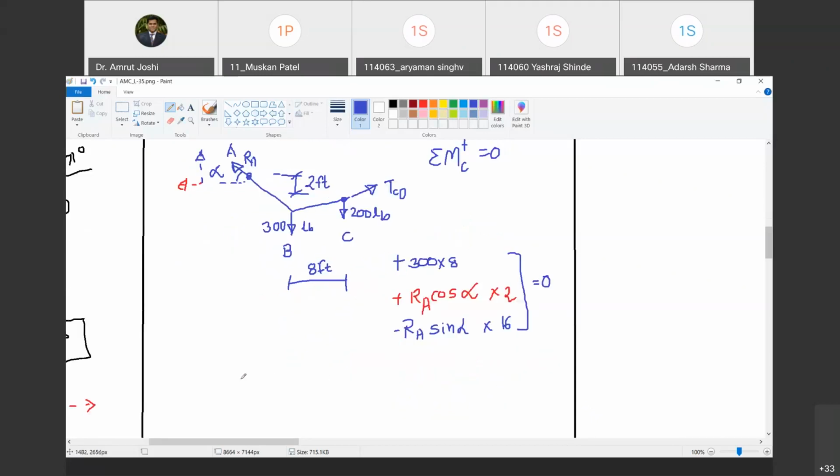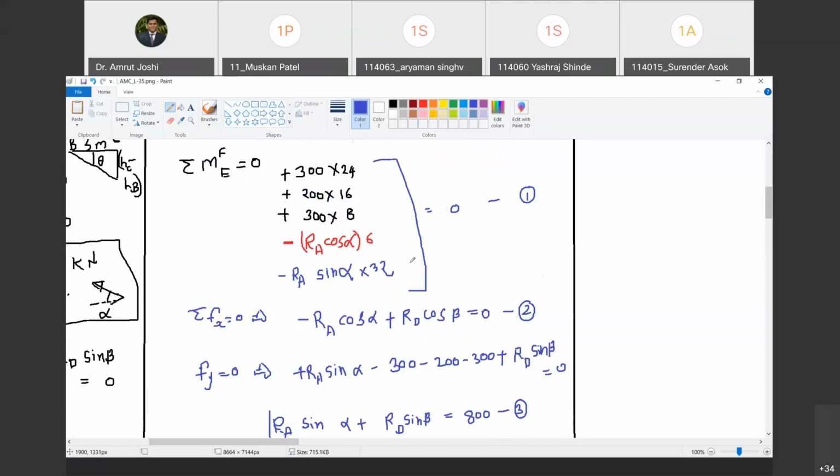Yes, sir. So what is the equation that you get? Minus 16 times RA sin alpha plus 2 times RA cos alpha has to be equal to 0. This is equation number 4. Now, if you look at equation number 4 and 1, they can be solved.